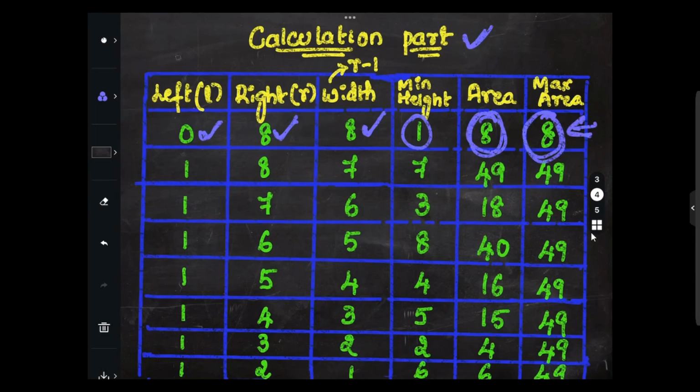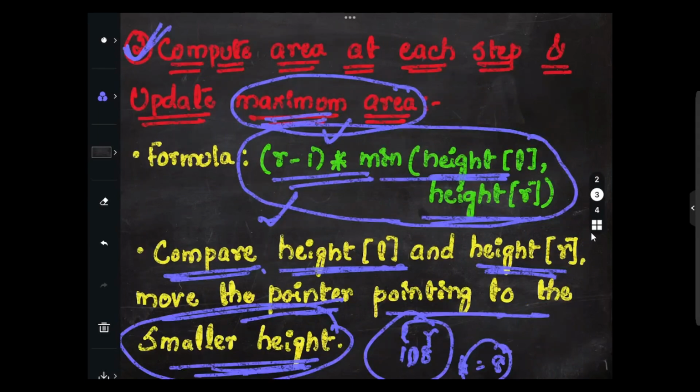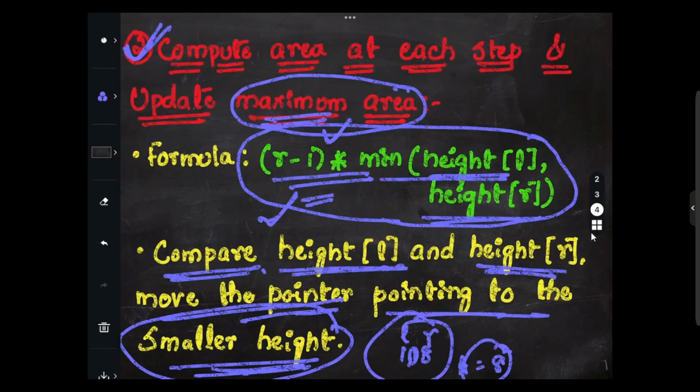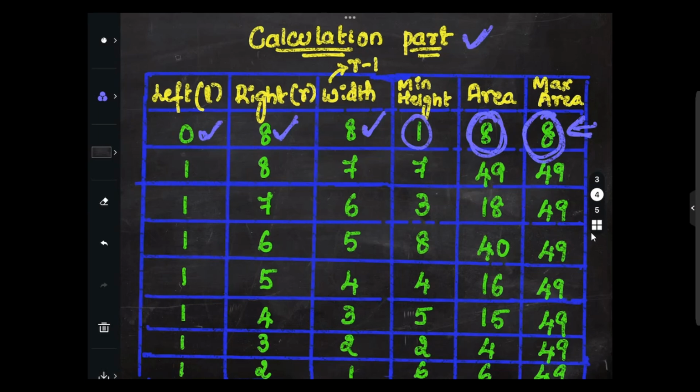This is fine. So why is area 8 into minimum height? Width into minimum height, this is what we are considering. So the formula is r minus l into min of height of L comma height of R. R minus l we have got 8. Min of height of L comma height of R we have to consider, and the minimum height we have already got is 1. So 8 into 1 in this case is 8, the max area.